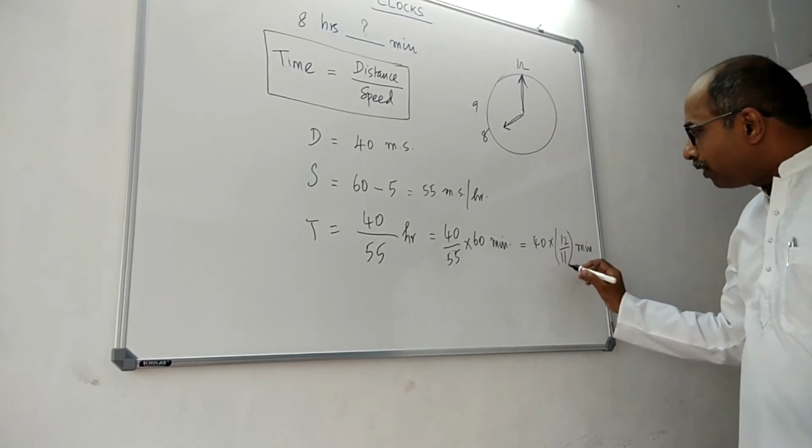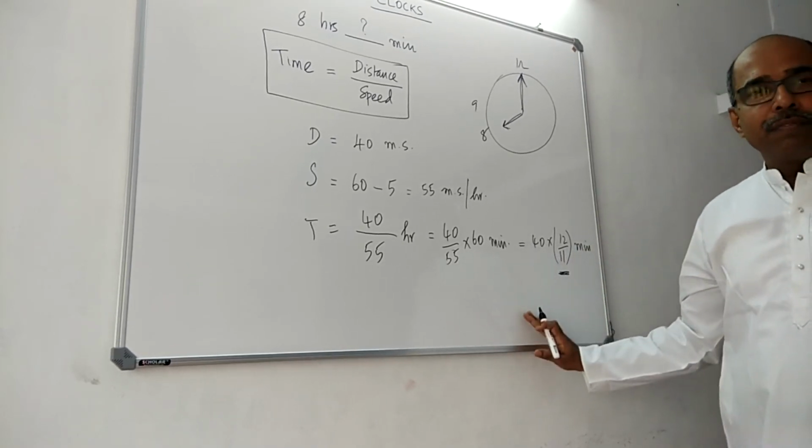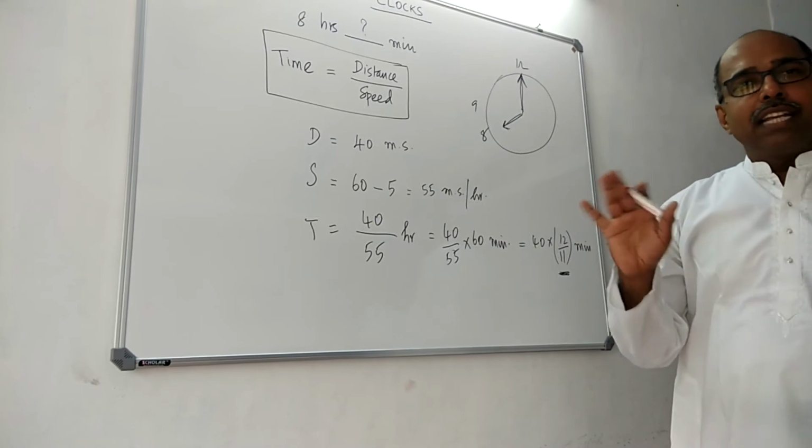So this concept of relative speed will be addressed. The problem of relative speed will be addressed by this fraction 12 by 11. So remember this, most of the problems on clocks can be easily solved.